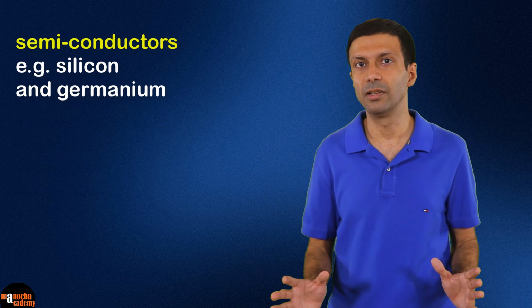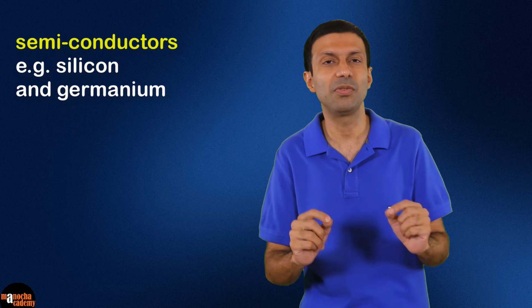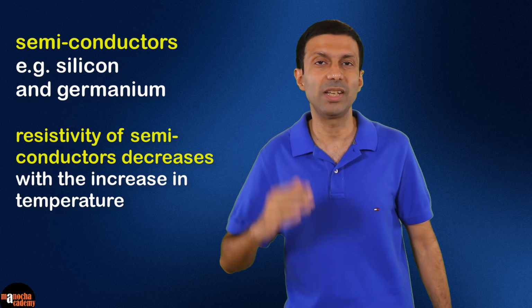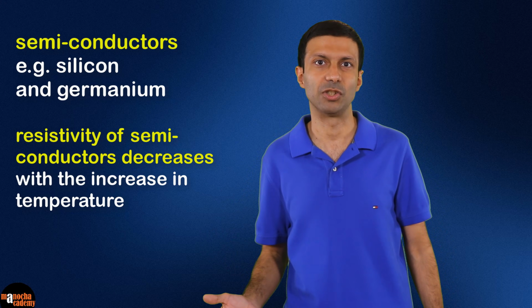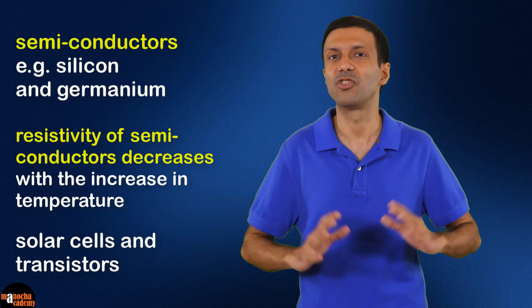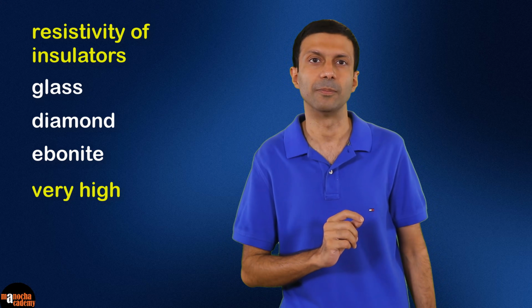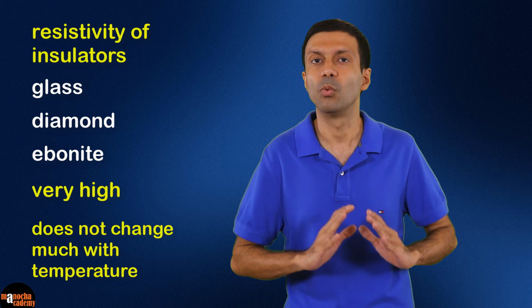Semiconductors such as silicon and germanium are an interesting case because the resistivity of semiconductors decreases with the increase of temperature. Semiconductors are used to make solar cells and transistors. The resistivity of insulators, for example glass, diamond and ebonite, is very high and it does not change much with increase in temperature.